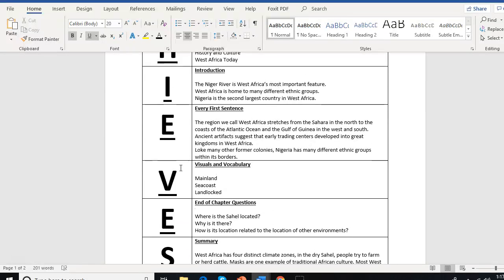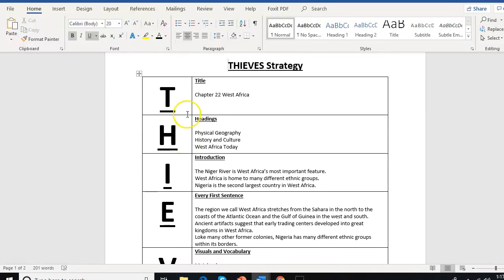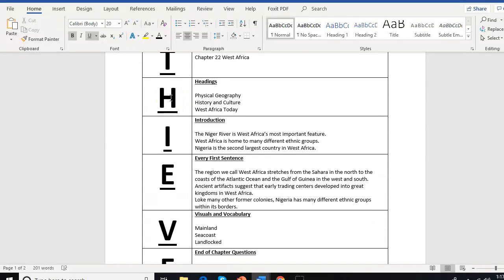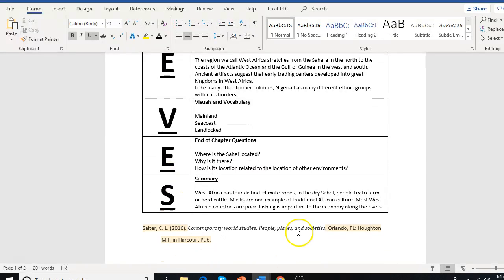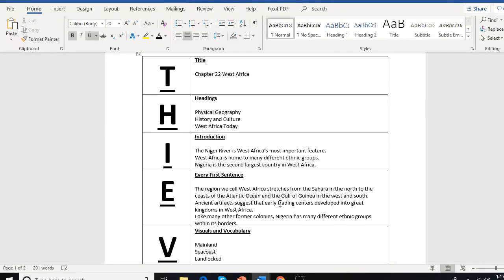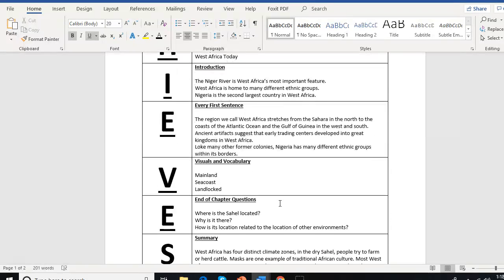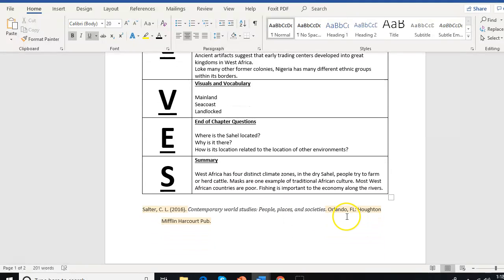So, giving our students this mnemonic device called THIEVES, they can remember what it is I'm doing. So T, I need to remember the title. H, what are the headings of the titles? I, the introduction, and so on. So, I used contemporary world studies to come up with my information for this. So I've cited that here.